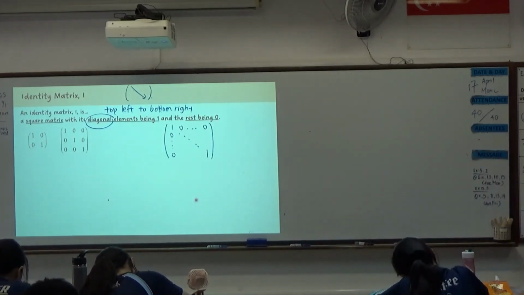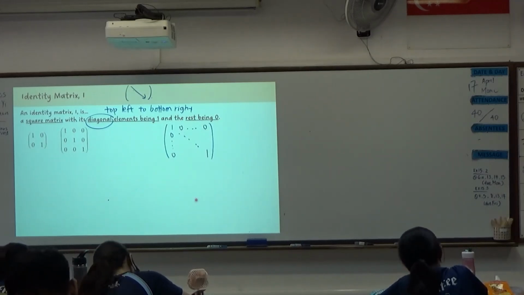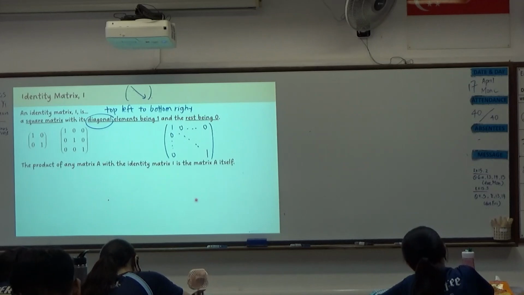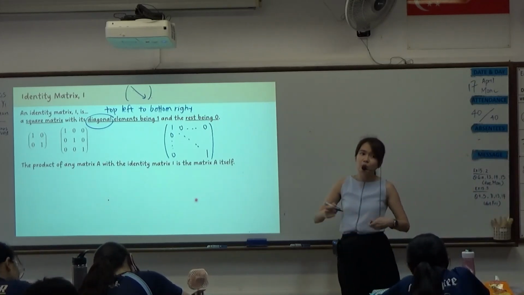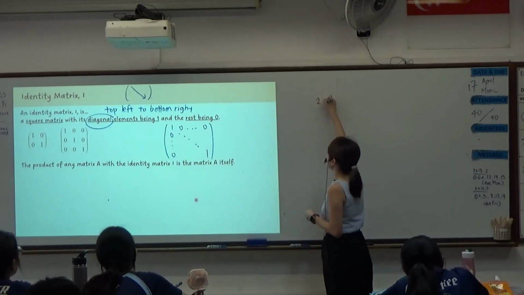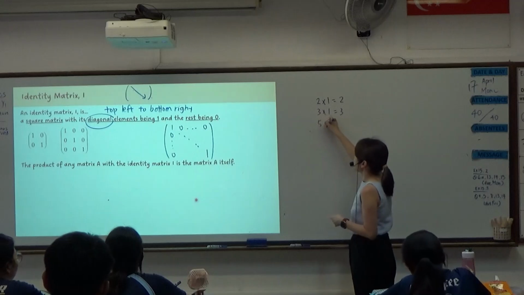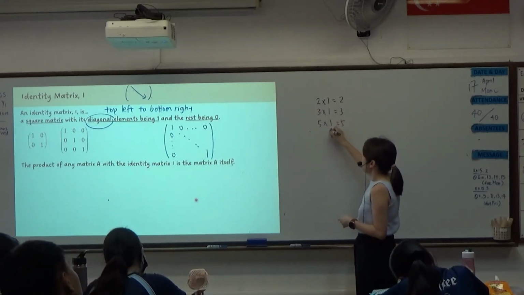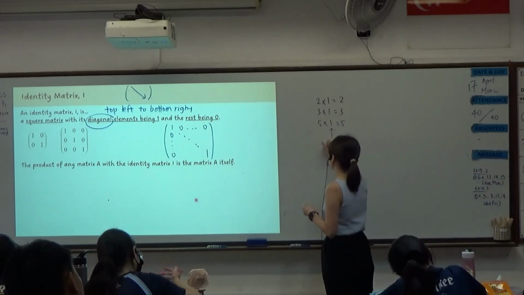What's so important about an identity matrix? For example, we know that 2 times 1 is 2, 3 times 1 is 3, 5 times 1 is 5. So an identity matrix behaves like this value of 1.